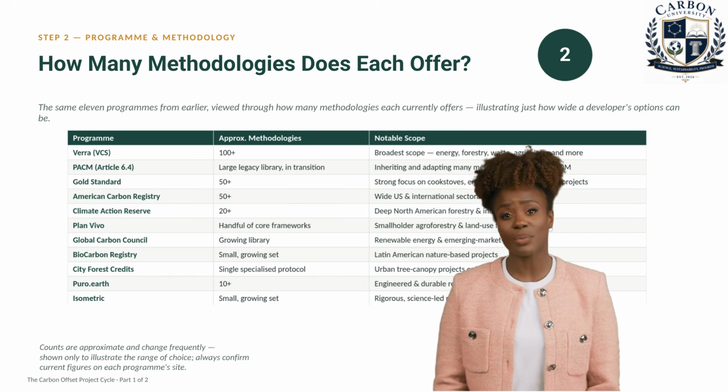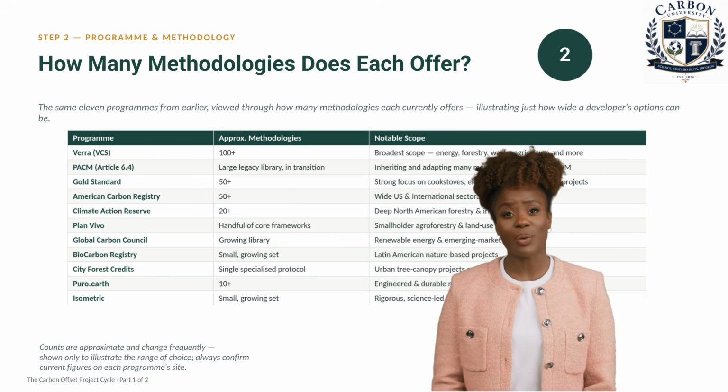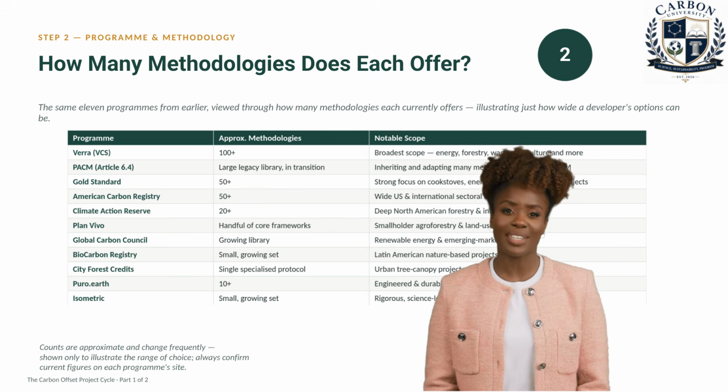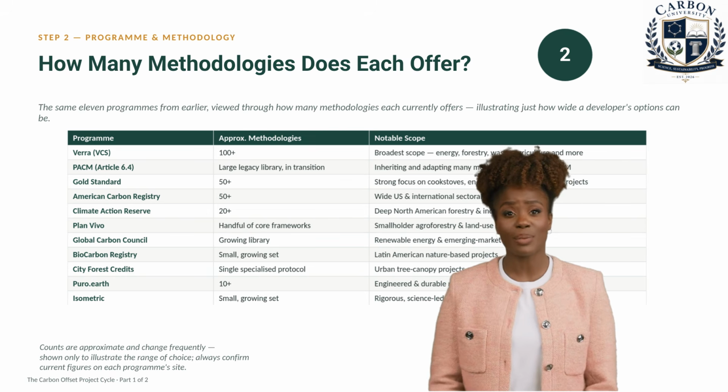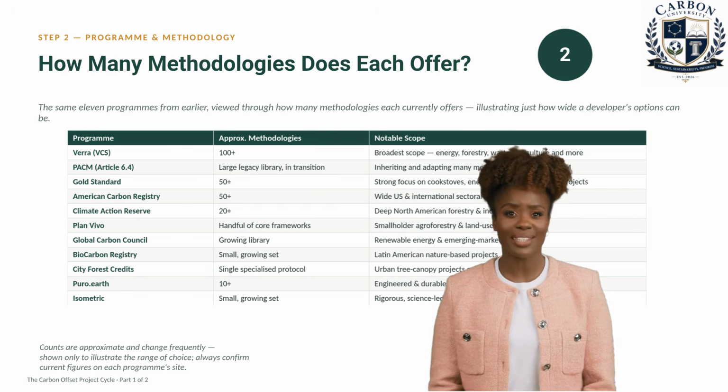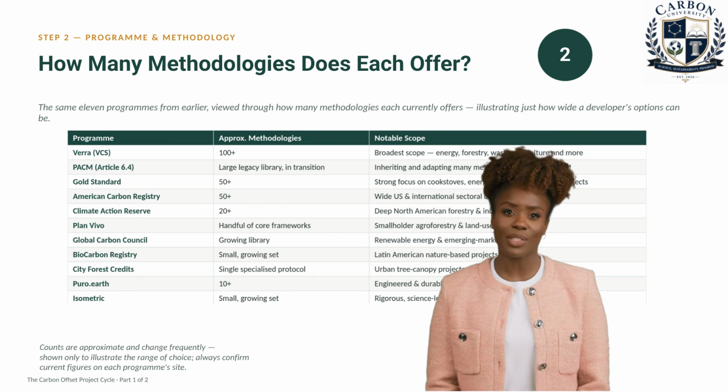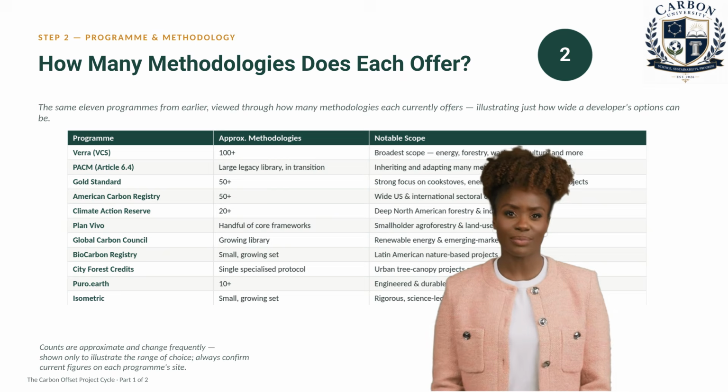Smaller or more specialized programs, Plan Vivo, Global Carbon Council, Biocarbon Registry, City Forest Credits, Puro, and Isometric, offer anywhere from a single specialized protocol to a small, growing library, often deliberately focused on one type of project rather than trying to cover everything. These figures are approximate and change frequently, so always confirm the current count directly with the program. But the broader point stands. A developer has a genuinely wide range of methodological options to choose from.